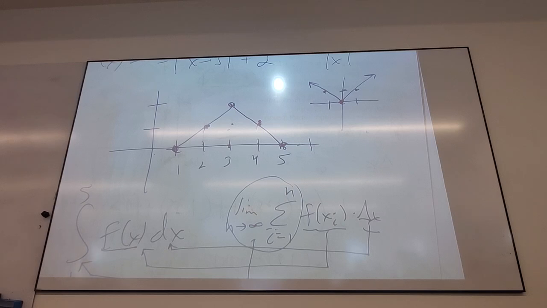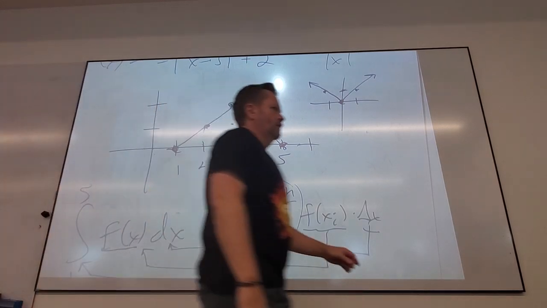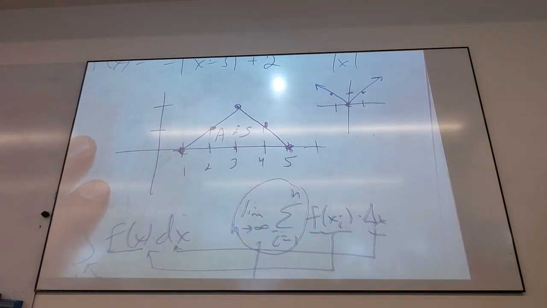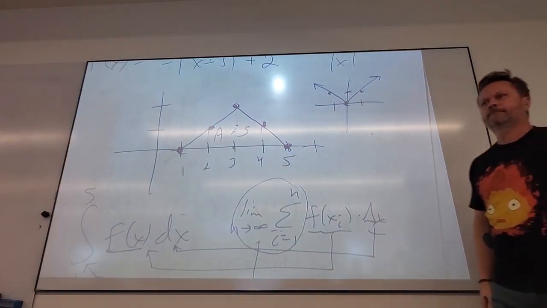So what would this area be? What's the height? 2. And what's the base? Five. So what's one half the height times the base? 5. So this area is 5. I don't need rectangles, Jeff. Okay.